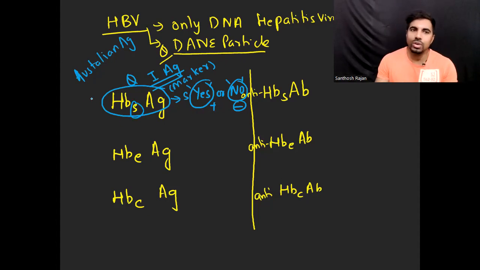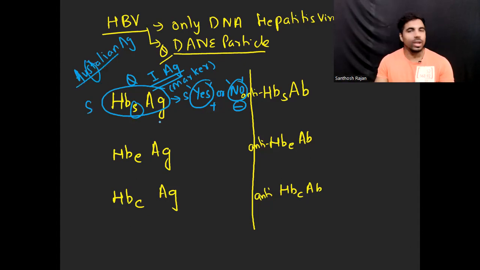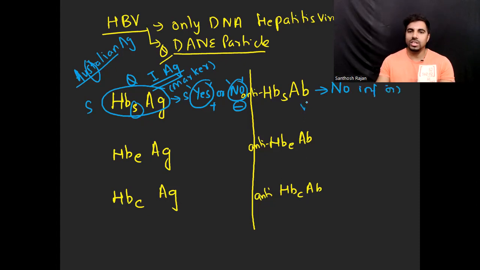No means no infection. That's the whole story of S, it's Australian antigen. Then comes the monoclonal antibody. Now what happened? If antibody to S is produced, what does it mean? If S is there, infection is there. If not, it's not there. But if antibody is already produced, there is no infection, and the patient is vaccinated. There are only HBs antibodies, so this means it's good. HBs antibody means it's good, it's vaccinated.